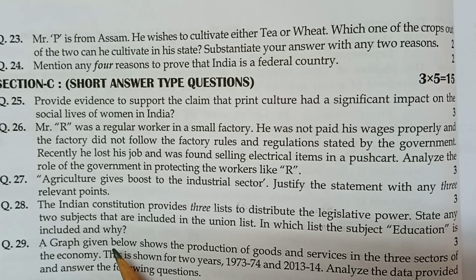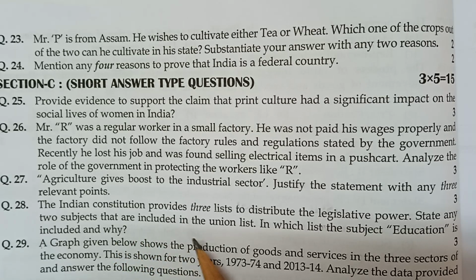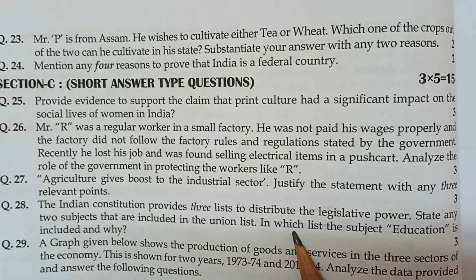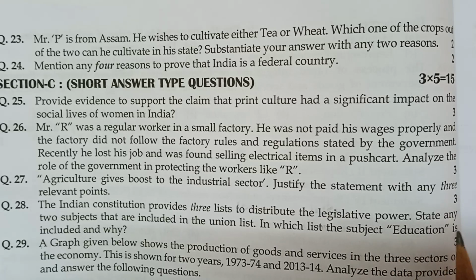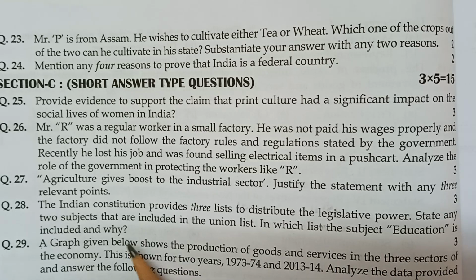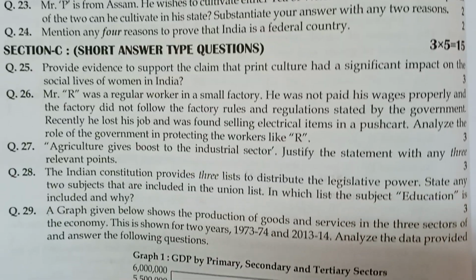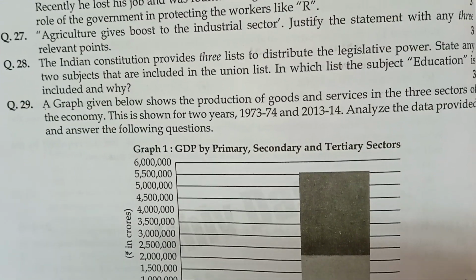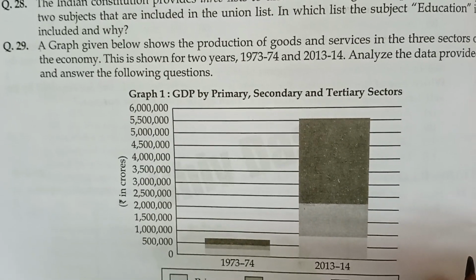Now question number 28. The Indian Constitution provides 3 lists to distribute the legislative power. State any 2 subjects that are included in the Union List. In which list is the subject education included, and why? This is also 3 marks, and this is also important, and we have discussed all these important questions in our previous chapters when we were covering those chapters.